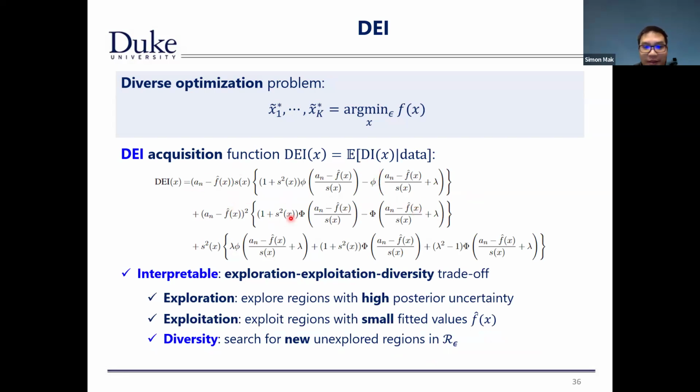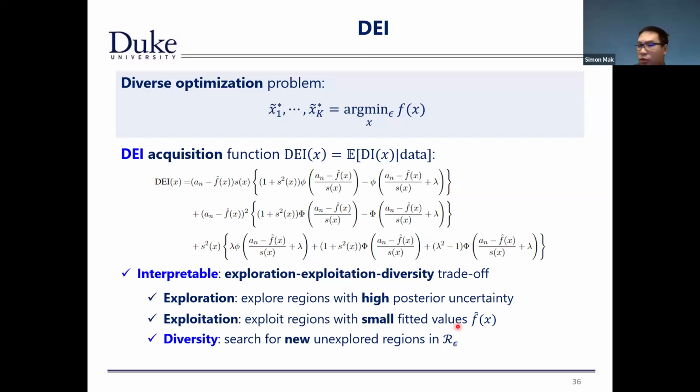In fact, if we're courageous and dig a little bit more into what these equations represent, we have this in our paper to flesh out the details. I'm not going to talk about that here. But you're actually able to get a quite interpretable understanding of what this DEI criterion is doing. There is one part that relates to exploration, where we want to explore regions with high posterior uncertainty. There's another part which relates to exploitation, where we want to exploit regions which have small fitted f hat values, so exploit the fitted model.